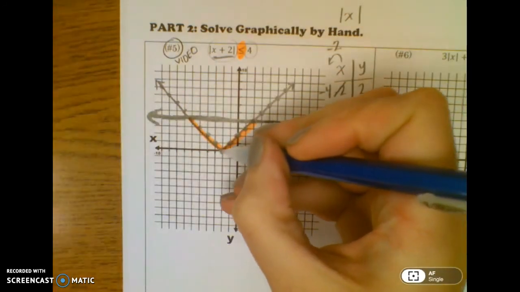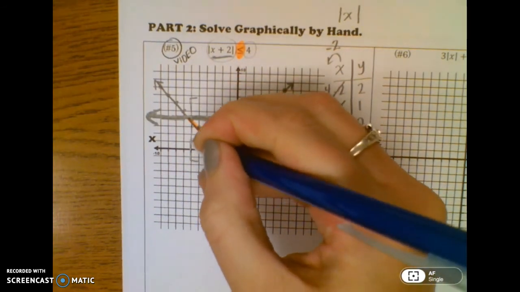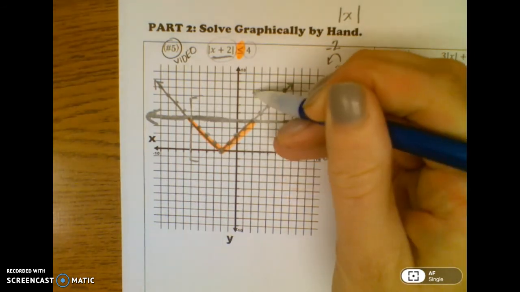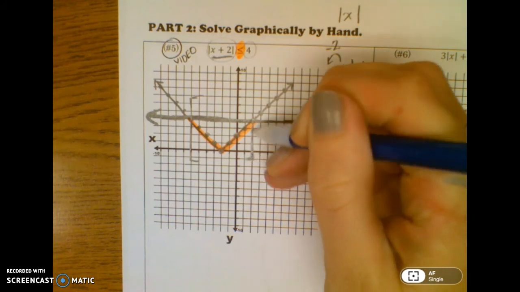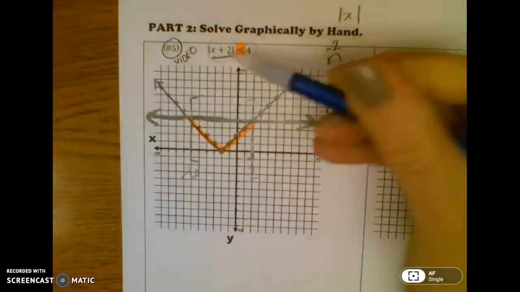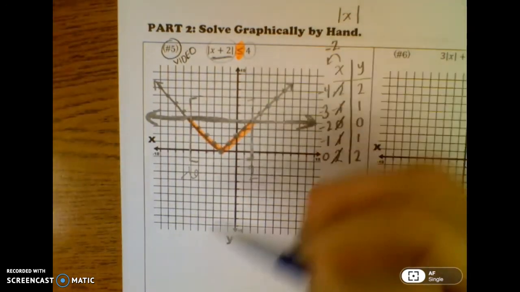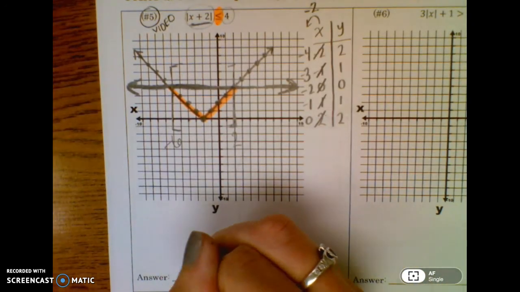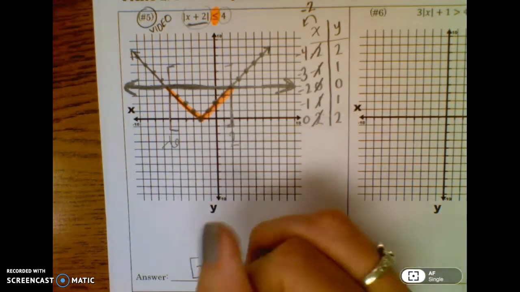From -1, 2, 3, 4, 5, 6, all the way to 1, 2, 3. Nope, 1, 2, sorry. From -6 to 2, my absolute value graph is less than or equal to that horizontal line of 4. So my answer is, with closed brackets, because I have the or equal to sign, from -6 to 2.